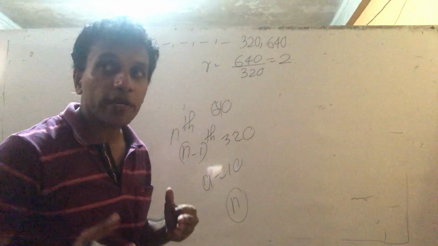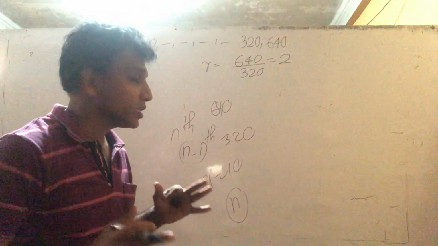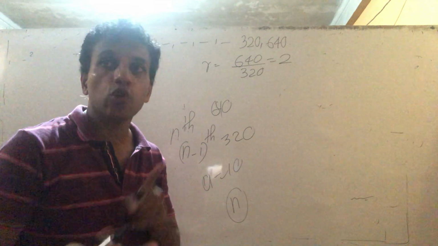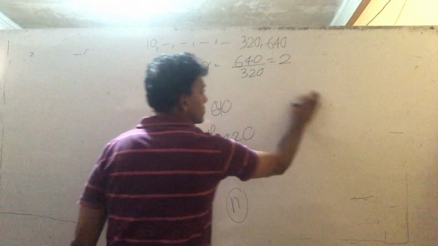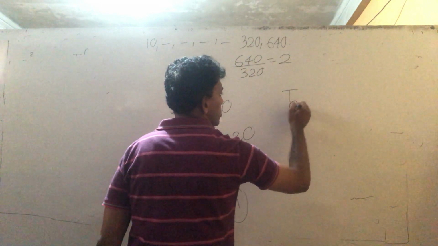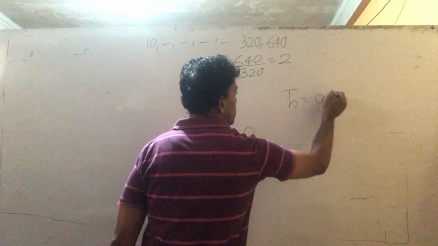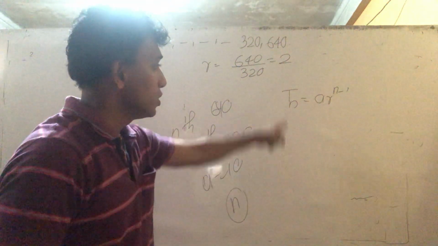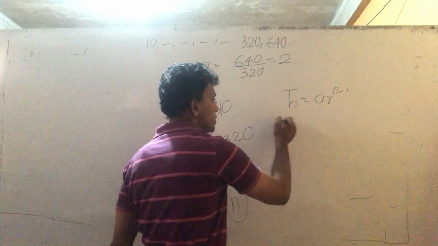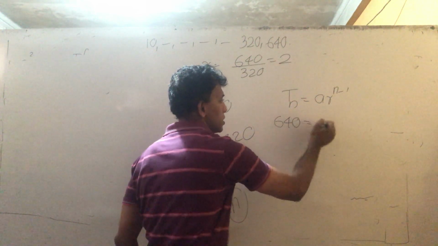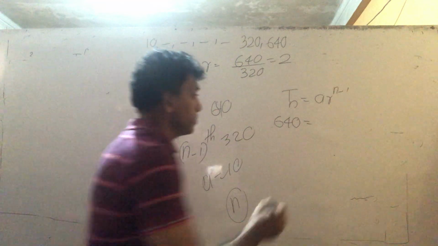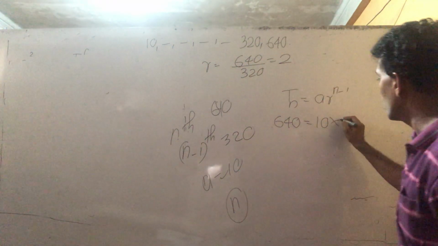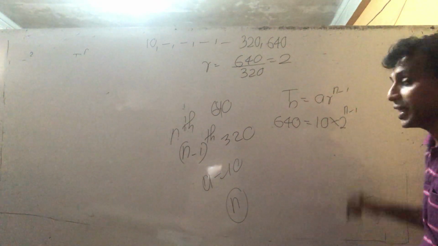Then you can find how many terms are there, using the Tn formula. Nth term is given, you know a, you know r, then apply. Tn equal a r to the power n minus 1, the GP formula. So Tn is 640, first term is 10, common ratio is 2, to the power n minus 1.